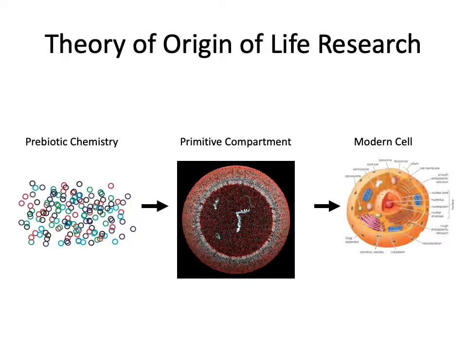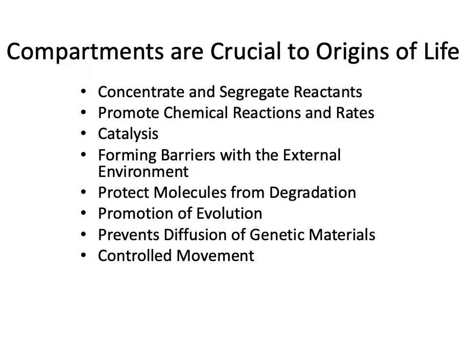This leads us to origins of life research, where we focus on how the chemistries available on early Earth, also known as prebiotic chemistry, assembled into the first compartments on Earth, and how these compartments evolved into modern cells. Compartments in particular are very crucial to the origins of life, as they perform a number of very essential functions for a primitive system, such as concentrating and segregating reactants or protecting molecules from degradation.